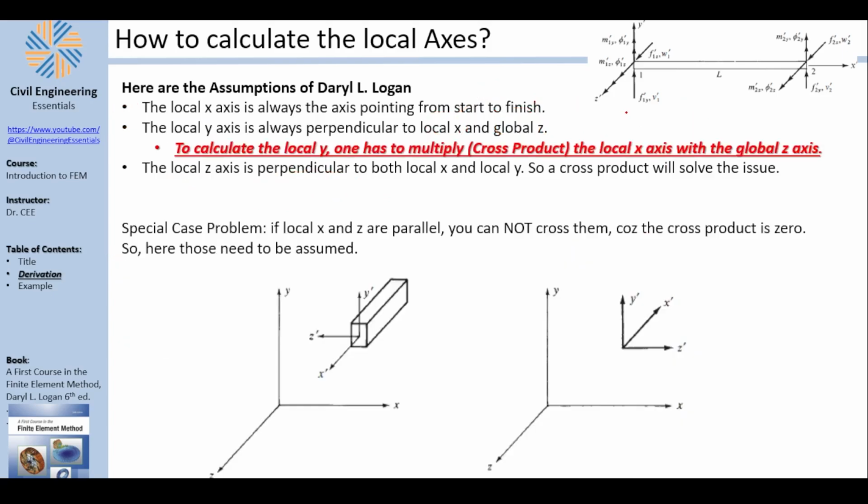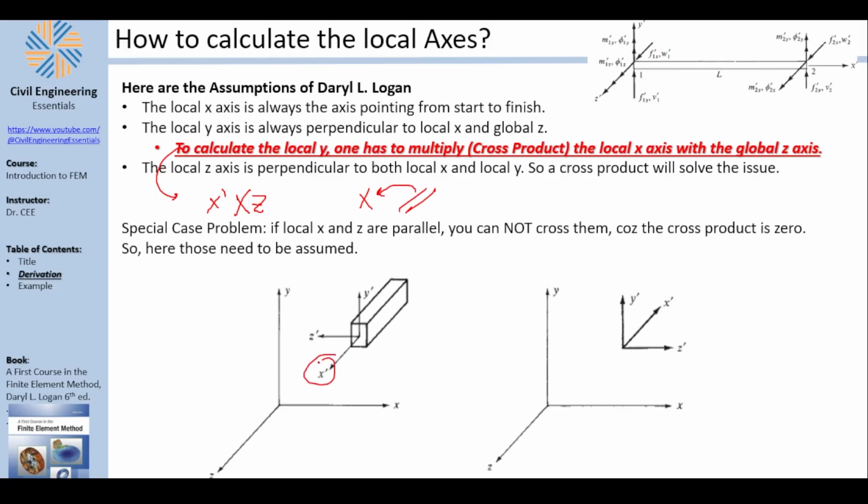But there is a slight problem. We are saying to find the local y, you'll have to cross-product local x with global z. Now you know from geometry that the cross-product doesn't work if 2 lines are parallel, because the cross-product in that case is 0. So there is a special case.